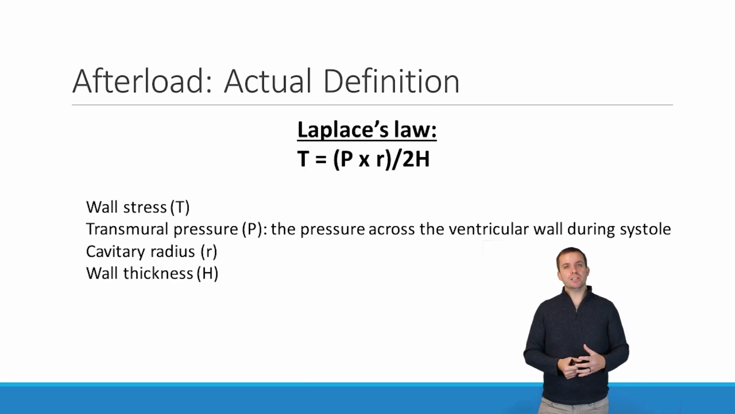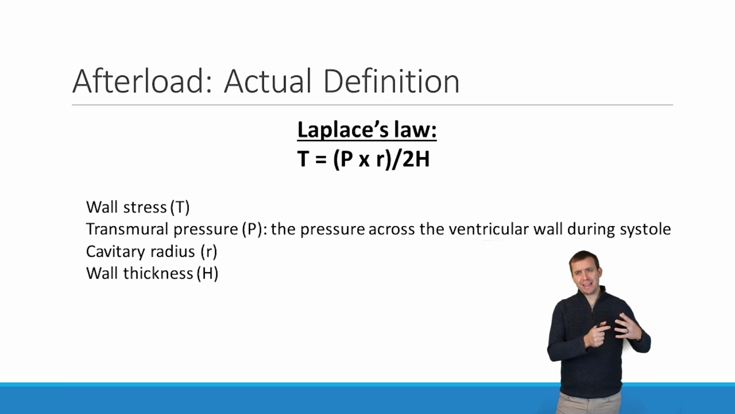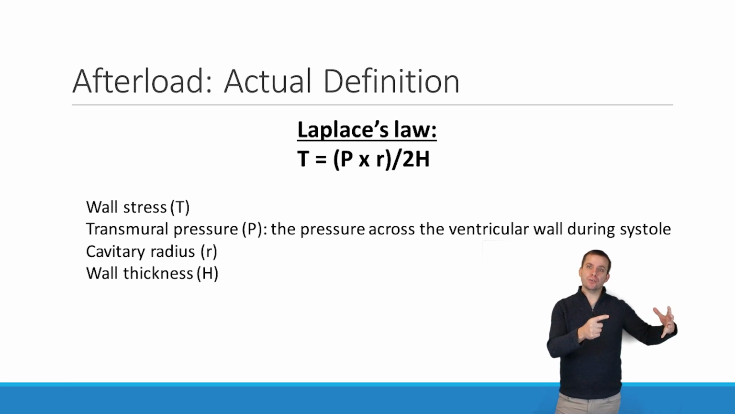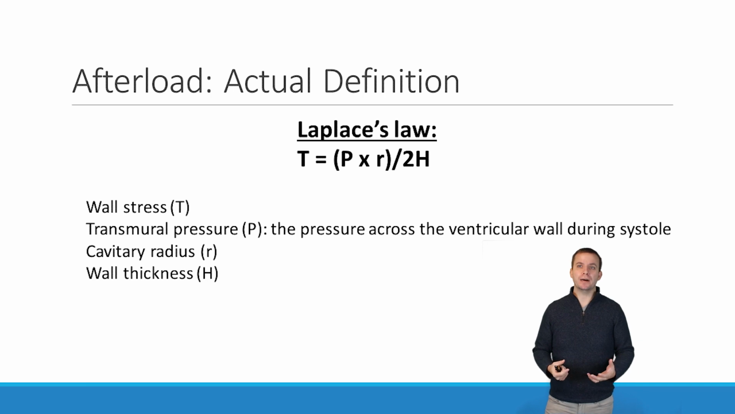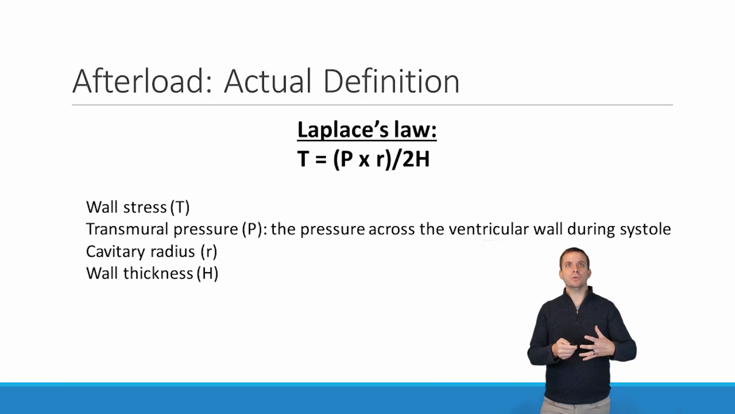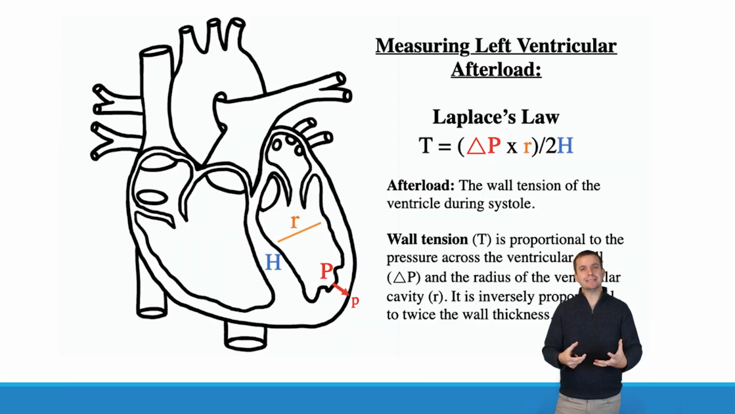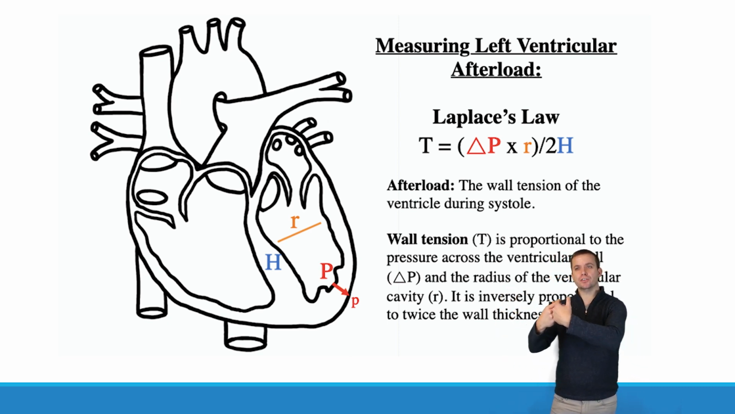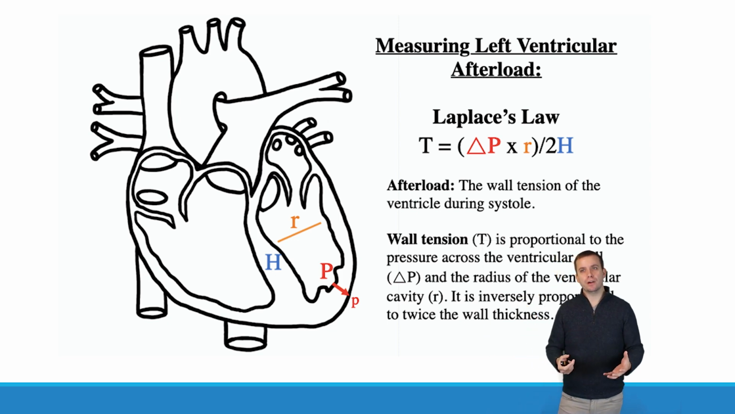The actual definition is based on Laplace's law. It looks at wall stress, which is T in this equation, and it is the transmural pressure, which is the pressure across the ventricular wall during systole, times the cavitary radius, divided by 2 times the wall thickness. What that shows you is that it has much more to do with what's inside the LV than just the arterial pressure you're pushing against. It's not necessarily that you're just pushing against something, it has a lot more variables to it.